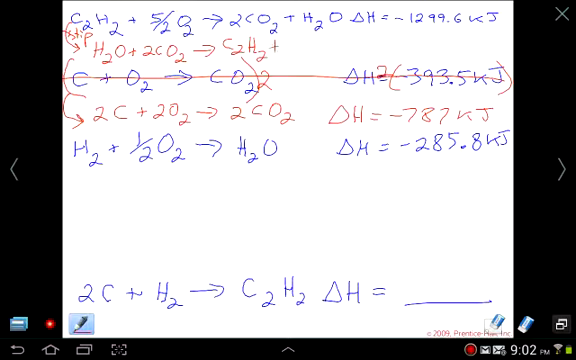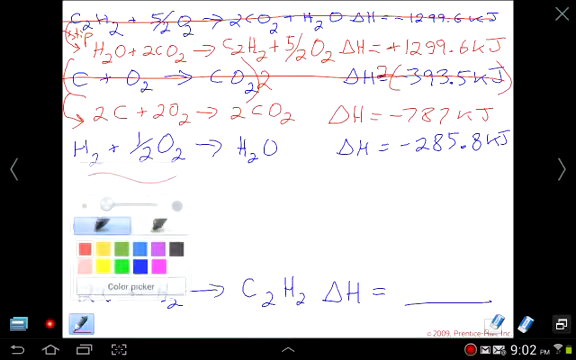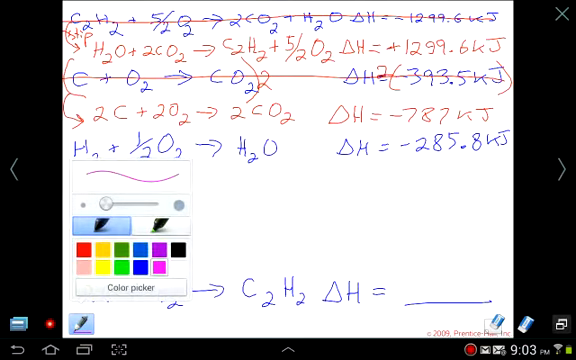giving us C2H2 and 5/2 oxygen. The delta H now, anytime you flip an equation, you flip the sign. So delta H is now positive 1299.6 kilojoules. We can now cross this equation out. So it's going to get a bit messy, but we'll try to make sense of it here.